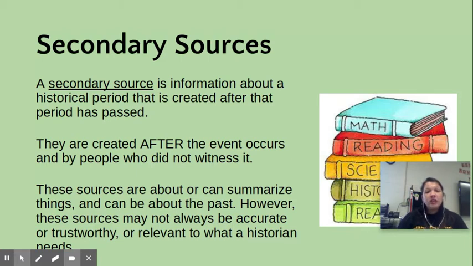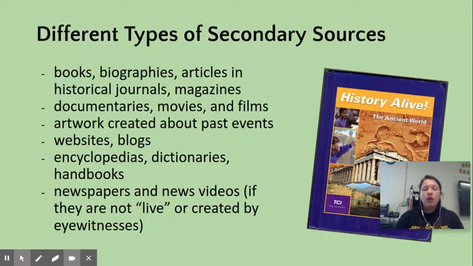Historians do use secondary sources. They look at them to see what other people have collected, but they sometimes don't necessarily rely on them, because there's always the factor of them being trustworthy or just relevant. It might include a lot of information that a historian doesn't need.